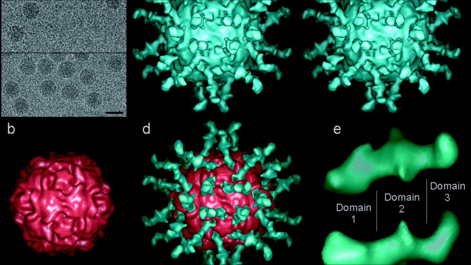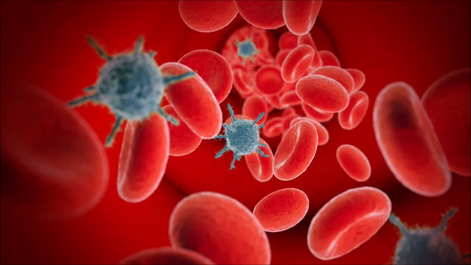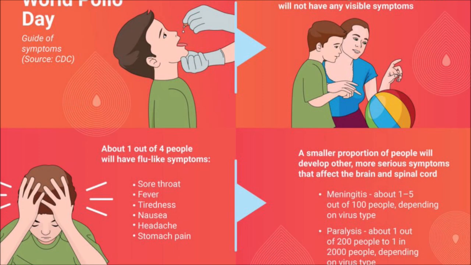Poliovirus is a virus that causes the disease polio and is part of a family of viruses called the Picornaviridae. Polio is a highly contagious disease that enters through the mouth and infects the throat and gastrointestinal system, then makes its way into the bloodstream and is carried to the central nervous system. People with poliovirus can be asymptomatic, have flu-like symptoms, and can even experience paralysis.